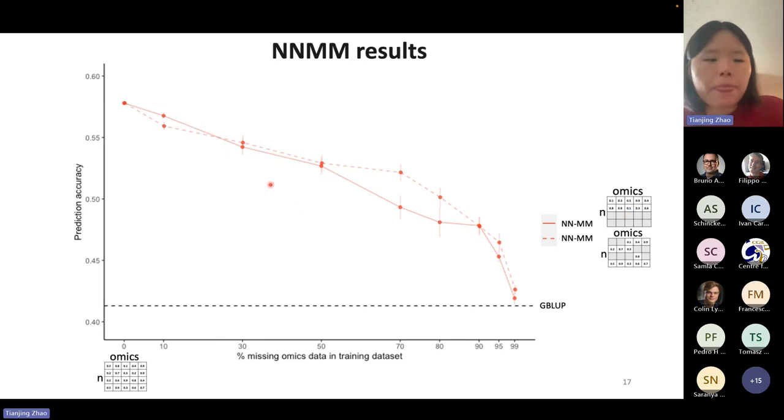So we can see overall, with more and more missing data, the prediction accuracy will decrease. And this black dashed line is the prediction accuracy of conventional GBLUP, where we only have genotype and phenotype. So this is a benchmark. We can see, with less and less omics data in the middle, the prediction accuracy will decrease, and then get close to the conventional genomic prediction where we only have genotype and phenotype data.